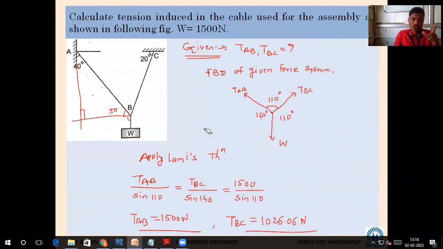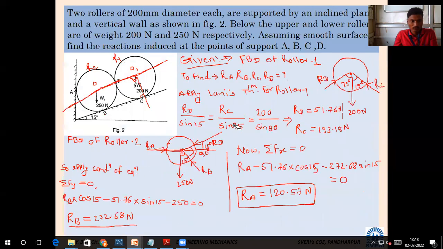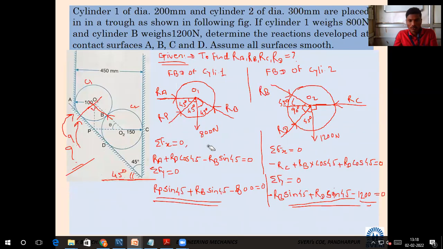Till now, there was only one object, but further to this, more than one object. How have we solved these? These problems we have already solved. Just check, this one also we have solved. And on that day, we came to this: cylinder 1 of diameter 200 and cylinder 2 of diameter 300 mm are placed. And we got stuck at one point. We can't solve further equations because the number of unknowns exceeded the number of equations.